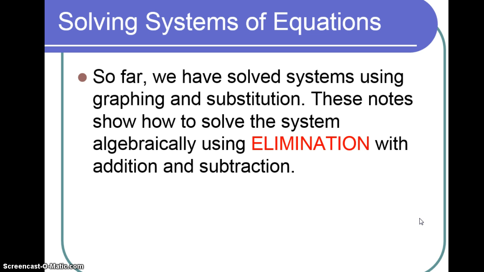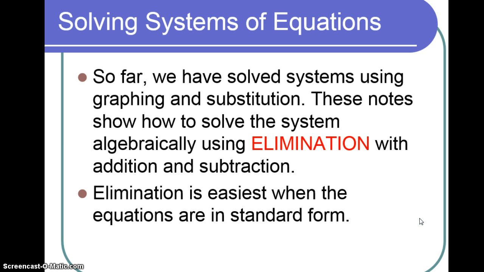So far we have solved systems of equations using graphing and substitution. These notes are showing you how to solve algebraically using elimination in regards to addition and subtraction. Elimination is the easiest to use when both of the equations are in standard form. So when we have both of our equations in slope-intercept form, the y equals mx plus b, we want to use graphing. And when we have it already solved for one equation but not the other, that's when we use substitution. So this is a different method when they are both in standard form.